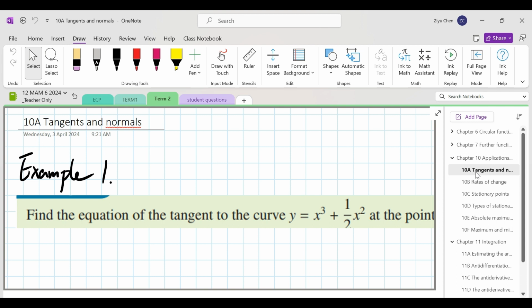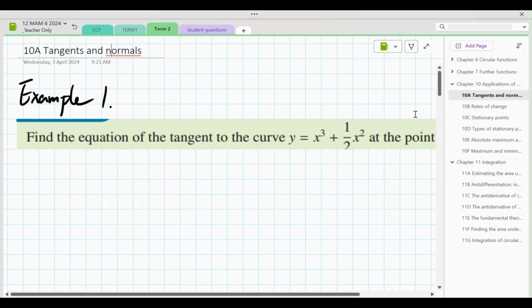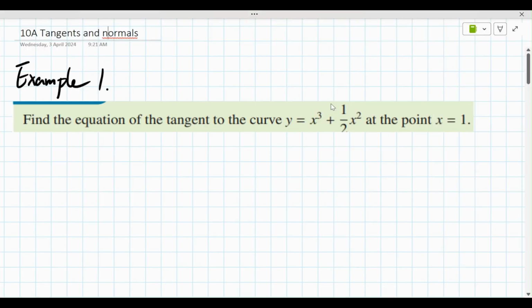So, beginning with the tangents and normals. This is a very short chapter, 10A to 10F, but we're going to go through everything we need to know for the SAC. Remember, you have to do some revision, very closely related to differential equations and the differentiation in chapter 9. So we go straight to example 1 and start with some questions like tangent to the curve.